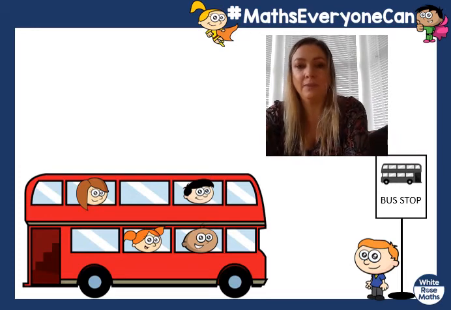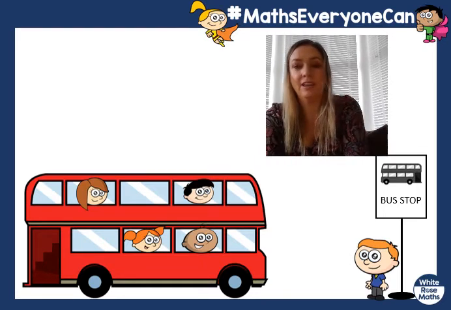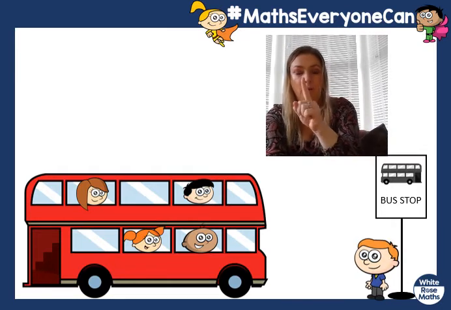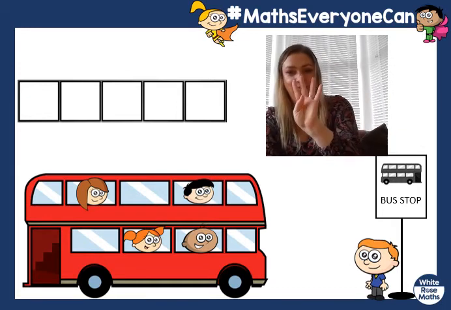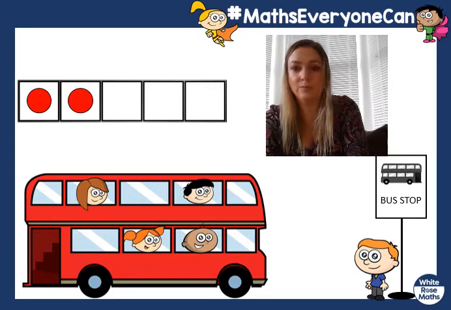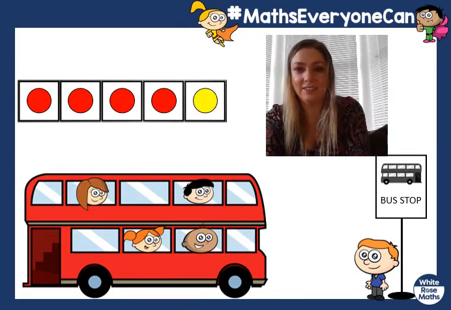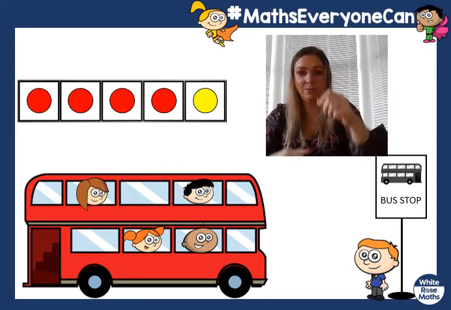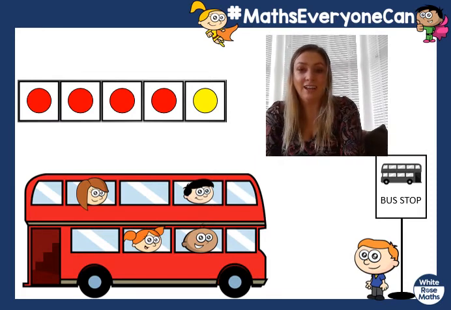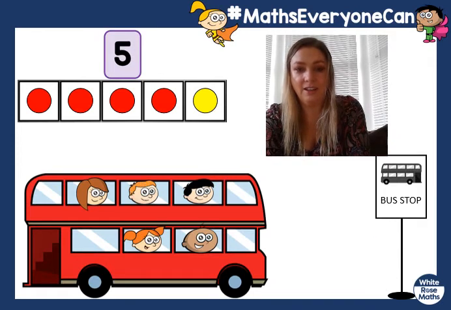How many children are on this bus? That's right, 4. And how many children at the bus stop? 1. How many altogether? Let's look. How many red counters do we need? 4. 1, 2, 3, 4. And how many yellow counters? 1. 4 add 1 equals, that's right, 5. And we know it's 5 because our 5 frame is full. There are no spaces. 5. Off they go on this bus.